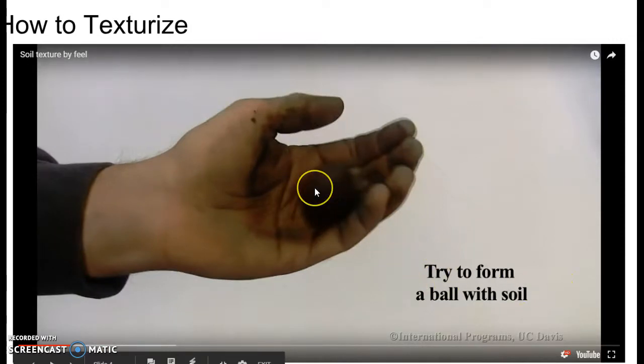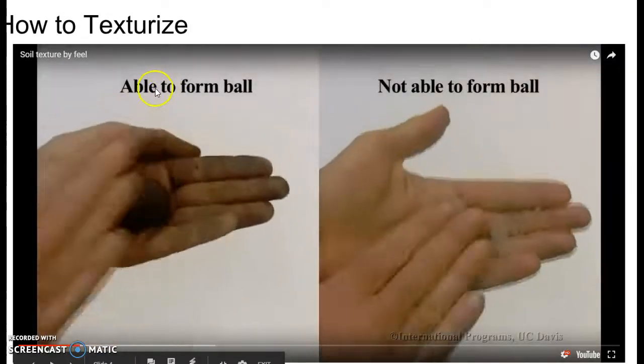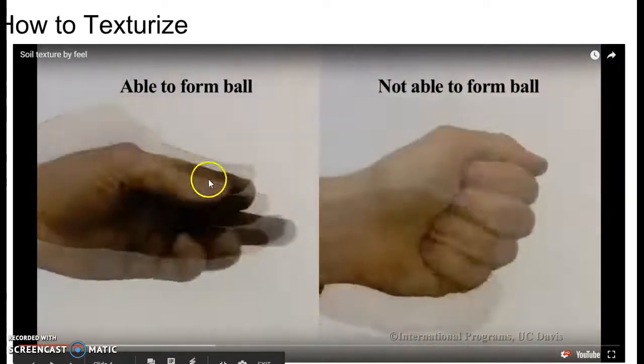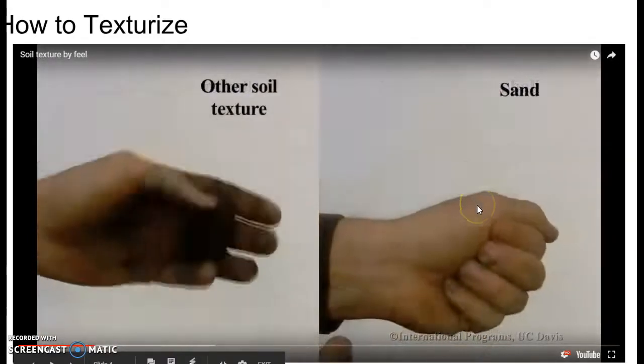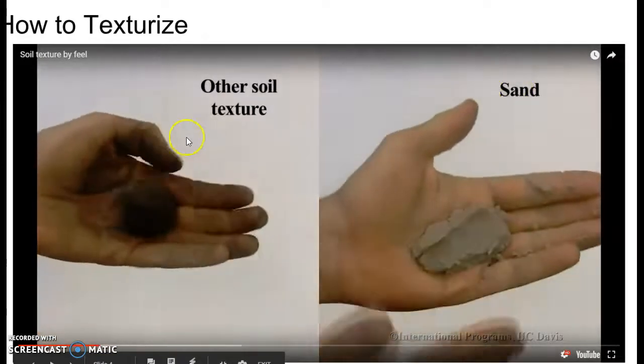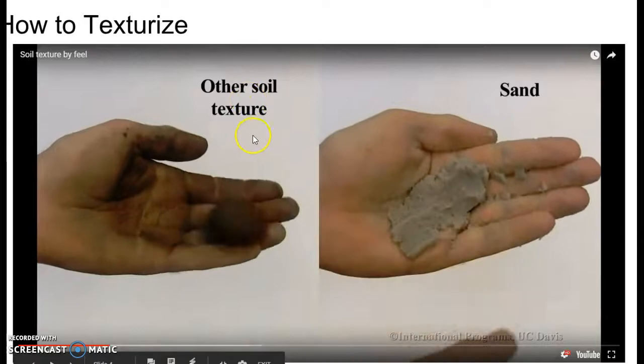If it can form a ball, then we know we are going to have a certain type of soil. Able to form a ball, we're going to be here. Not able to form a ball, it's going to be breaking apart very easily, and that's called sand. It's going to be a different texture than sand if it forms a ball.